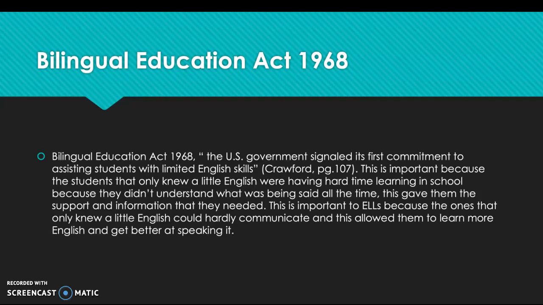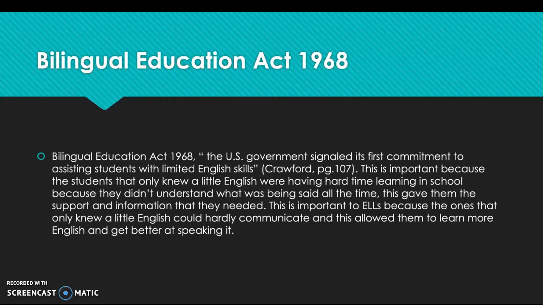This is important because the students that only knew a little English were having a hard time learning in schools because they did not understand what was being said all the time. They only knew a few words. This gave them the support and information that they needed.